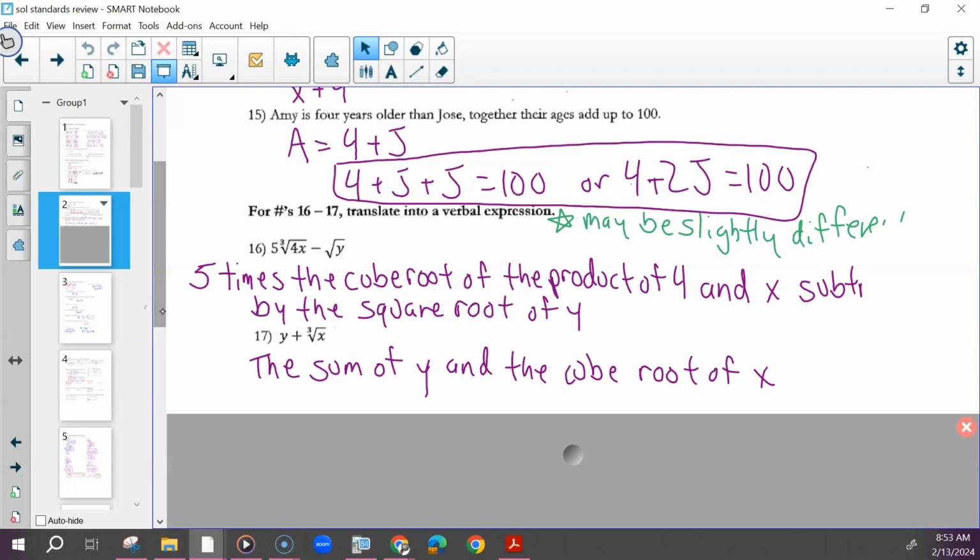Questions on this? I'm going to give you the next set for what is due next Tuesday. SOL A2A, 2B, and 2C. It seems like a lot, but it's really just a little bit more than what you just did.